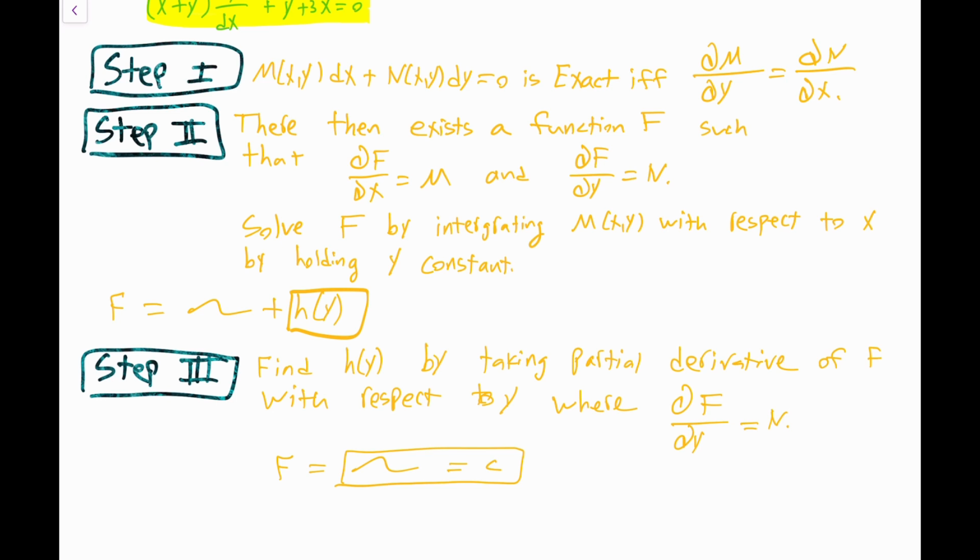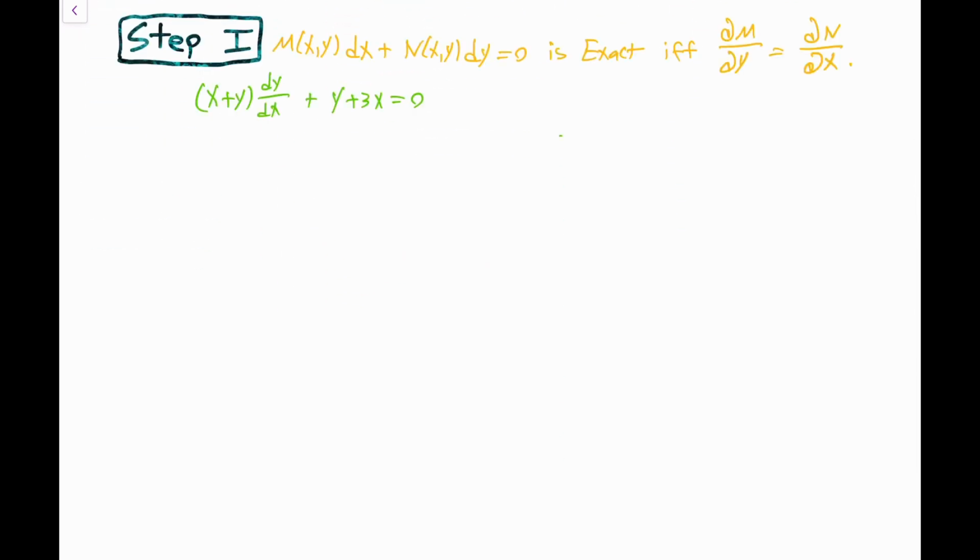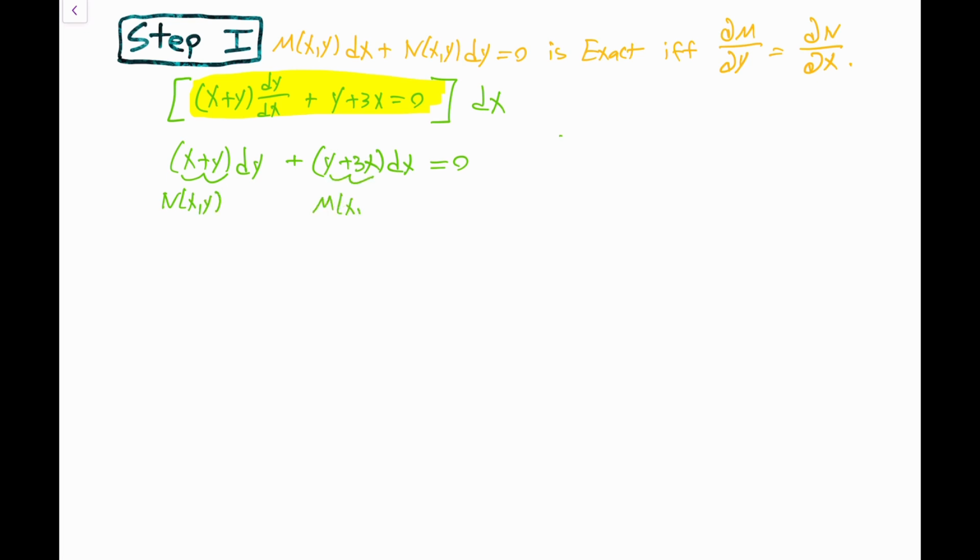So let's work through this. Okay, step 1. Let's just find out if this is exact. So we have this differential equation, and I think a good idea is really just to multiply the entire equation by dx. So we get the quantity x plus y dy, and then if we do some factoring, we get the quantity y plus 3x dx. So that's where the factoring occurred, is equal to 0. So let's take this as N of x,y, and this as M of x,y.